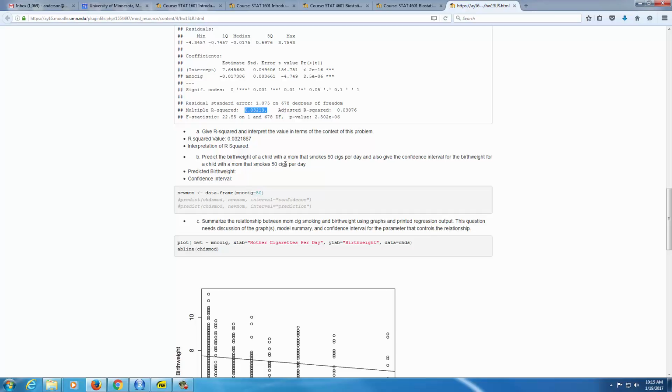In part B, we're talking about a mom that smokes 50 cigarettes a day, and we're interested in the birth weight for a child for such a mother. And again, we'll have to find the right predict command and take away the hashtag in the front for the one we want to use, and then use that output to give a prediction for the birth weight and then a confidence interval for such a child.